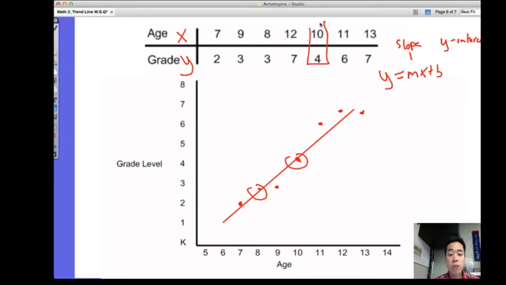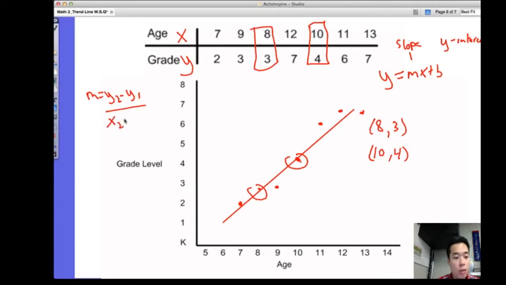Okay, and then I'm going to practice using the slope formula. The slope formula is m is equal to y2 minus y1 over x2 minus x1. Okay, there are my 2 points. This is x1, y1, this is x2, y2, and then just substitute them in. I get 4 minus 3 over 10 minus 8, which is 4 minus 3 is 1, and 10 minus 8 is 2. So my slope is going to be positive 1/2.